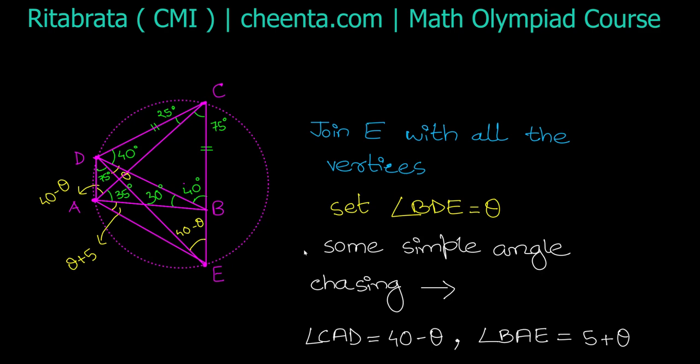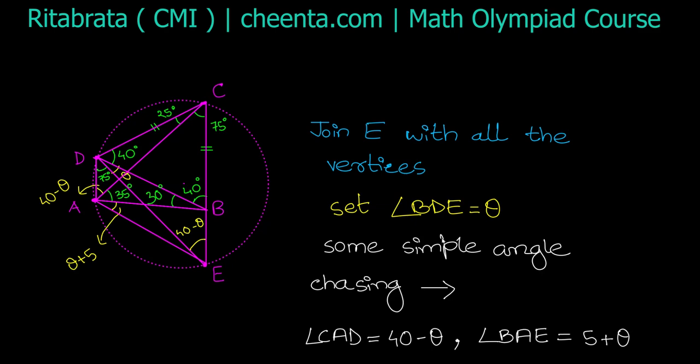Now some simple angle chasing gives me angle CAD to be 40 minus theta and angle BAE to be 5 plus theta. In triangle ADC, we know angle ADC and angle ACD, and from that we can easily get angle CAD. Quadrilateral ADCE is cyclic, and in any cyclic quadrilateral, the sum of opposite angles is 180 degrees. From that we can easily get angle BAE. And there are a lot of simple angle chasings that help us find all the other angles. By doing all this angle chasing, we get this diagram.